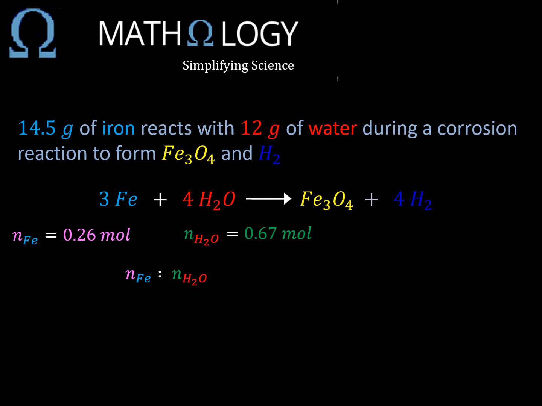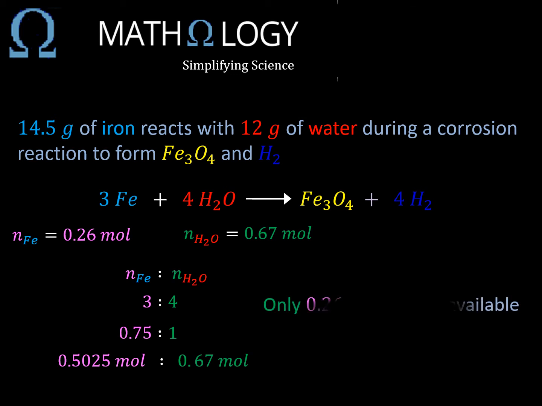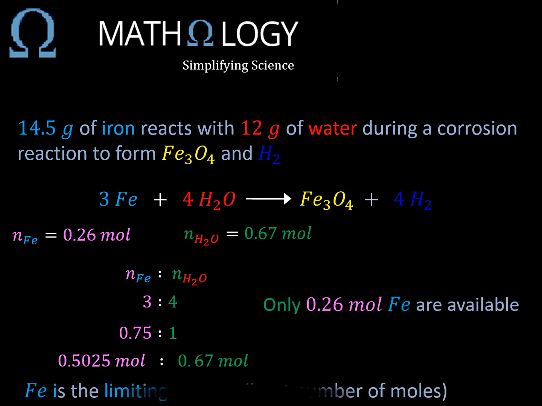We can also reason that 0.67 moles of water react with 0.5025 moles of iron. But since there are only 0.26 moles of iron available to react, it follows that iron is the limiting reagent.